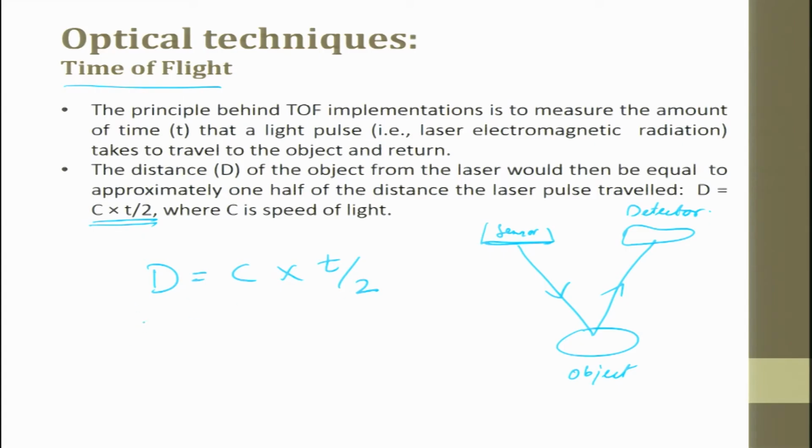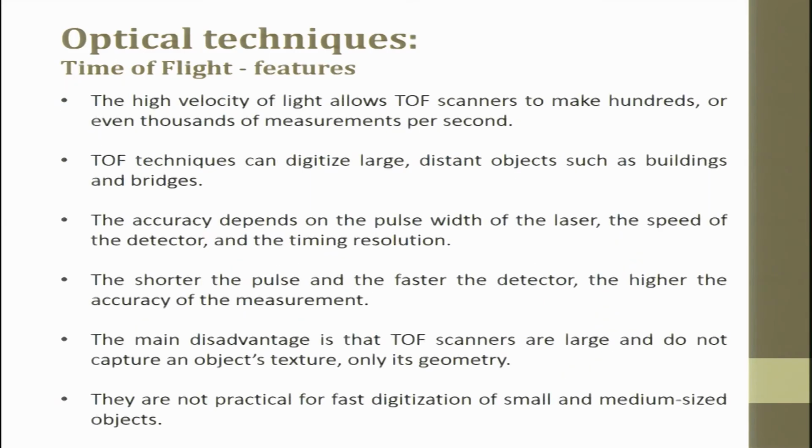What is t? t is the time taken. c is the speed of light. So, with this you can find the time of flight. The high velocity of light allows time of flight scanners to make hundreds or even thousands of measurements per second. Very fast. Scan rates are very fast, and these techniques are used extensively. Time of flight is used in acoustic sensors and ultrasonic sensors; light is also used.